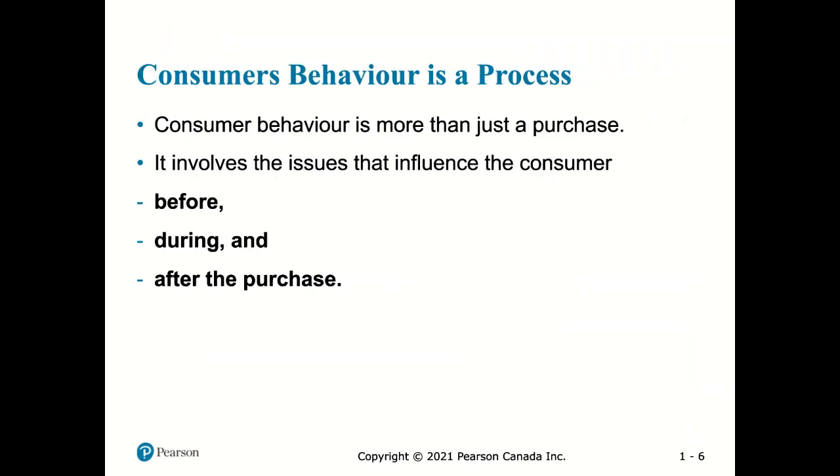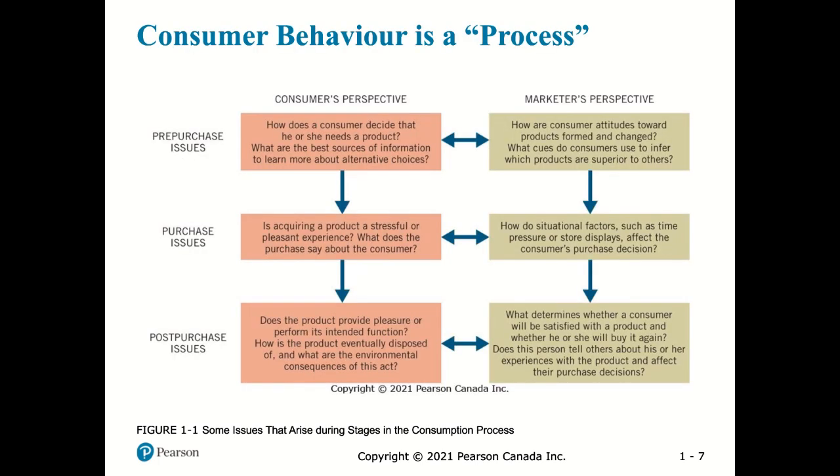Consumer behavior is a process and is more than just a purchase, not only a purchase. It involves the issues that influence the consumer before, during, and after the purchase. All these three categories. So look at this process, and these are the stages. On the left-hand side, you find the pre-purchase issues, purchase issues, and post-purchase issues. In the pre-purchase issue, it means that you have not bought that product. You are thinking, you are planning for that.